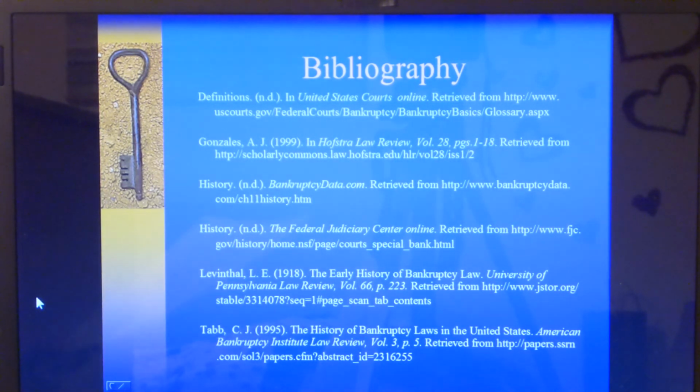And finally, here's my bibliography. So this concludes my presentation on the concept of bankruptcy, where the laws originated from, the reforms, and current constitutional and ethical concerns.